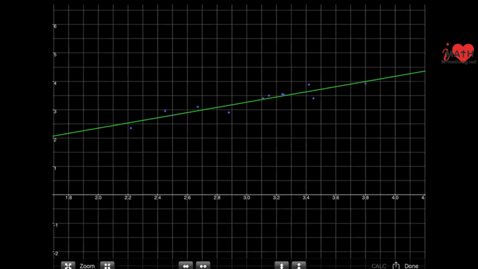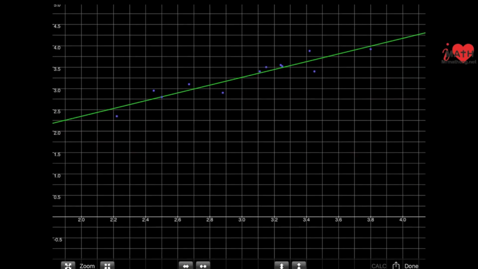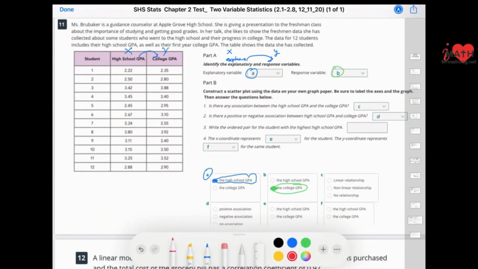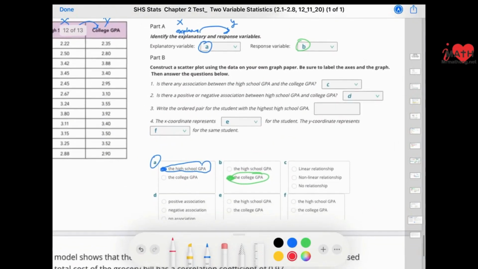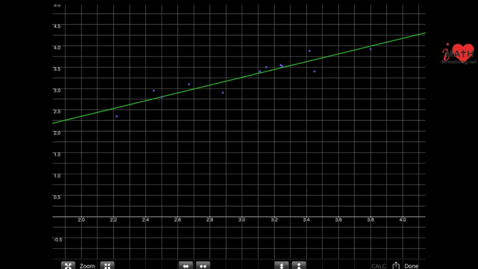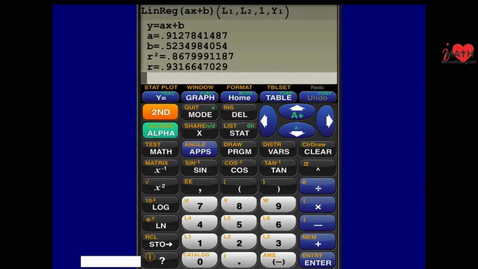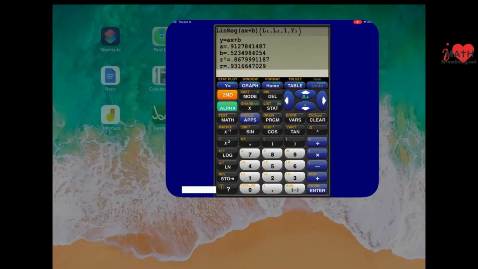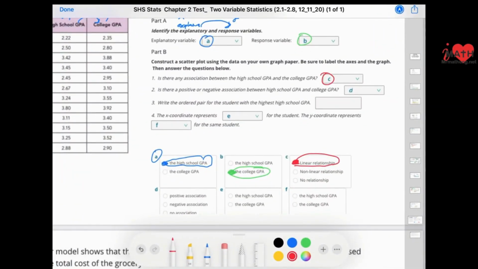Okay, there's my graph. So what do you guys think? Describe it, SUDS. Shape, linear. Unusuals, no. Direction, positive. Strength, strong. That's what I would describe it with. So, is there association? Yeah, I think it is linear. Another way of double checking that is our correlation was strong and the coefficient of determination was also very strong, 0.86. So yes.